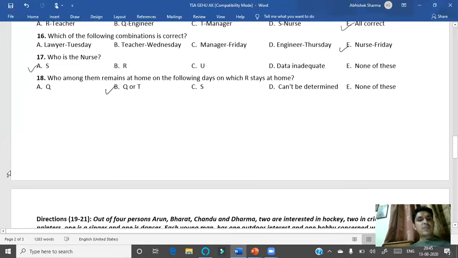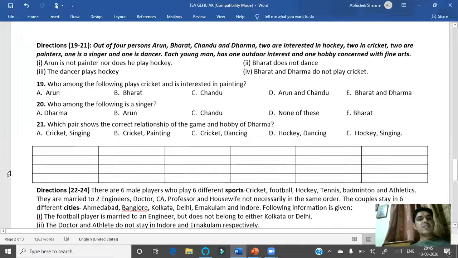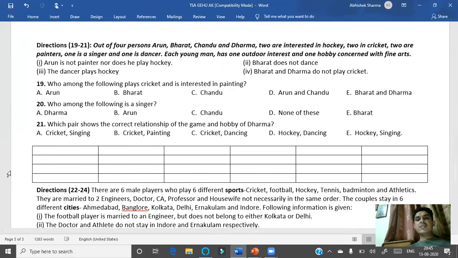Okay, I'm coming to the next question. The questions we have are 19 to 21, and the question is: out of four persons, Arun, Bharat, Chandu, Dharma, two are interested in hockey, two in cricket, two are painters, one is a singer, and one is a dancer.